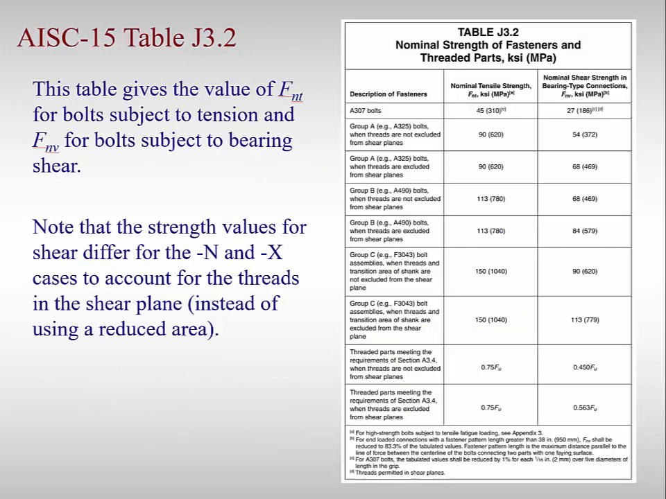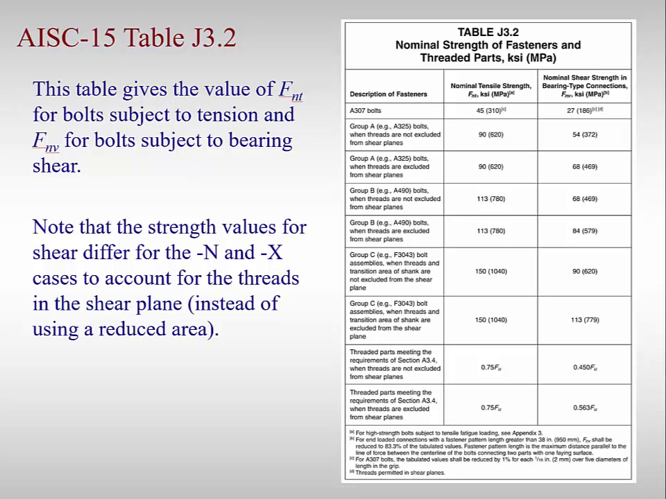Shown is Table J3.2. Several things here to note. Both the tensile and shear strengths are given for the various bolt types. We will discuss the tensile strength of bolts at the end of this lesson. For Group A and B bolts, two shear strength values are given based on whether the threads are included or excluded, or what is called the thread condition.